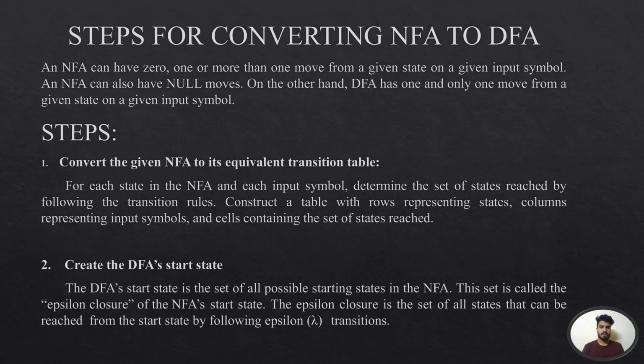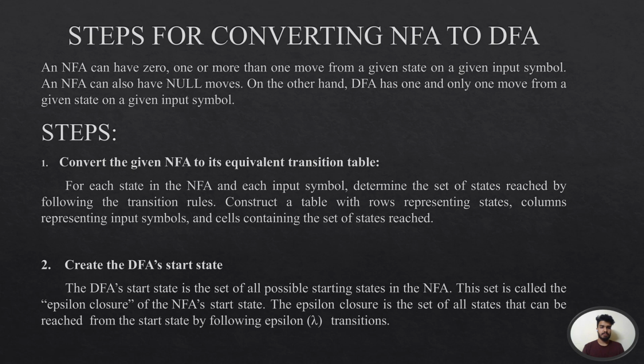Let us start with the steps for converting NFA to DFA. An NFA can have 0, that is null, 1 or more than one moves from a given state on a given input symbol. On the other hand, DFA has one and only one move from a given state on a given input symbol. Steps. Step 1.